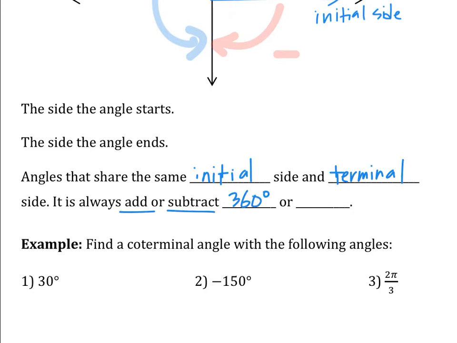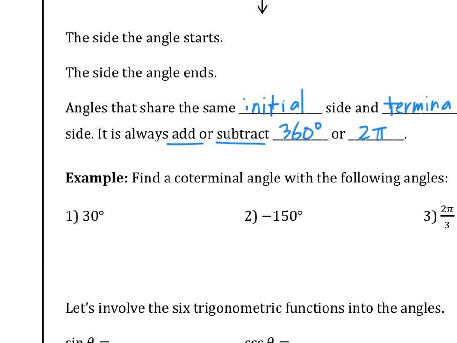Or, what's another way of saying 360 degrees in radians? Yeah, 2 pi. Or you can add or subtract 2 pi, or multiples of them. So you can keep doing 360, 360, 360 for a long time, and you would keep getting the same angle. So let's practice. We already did 30 degrees. Another coterminal angle would be adding 360 degrees, you get 390 degrees. Or you can subtract 360 and you get minus 330.